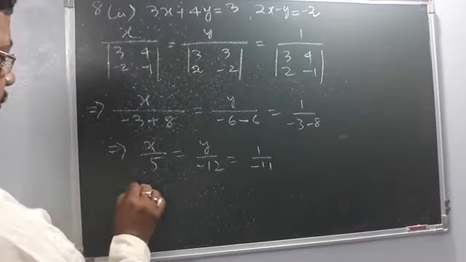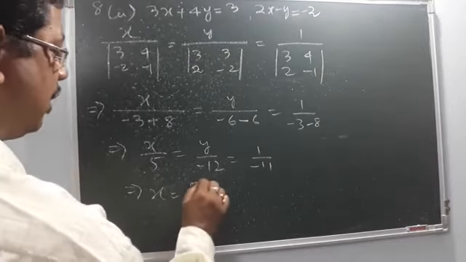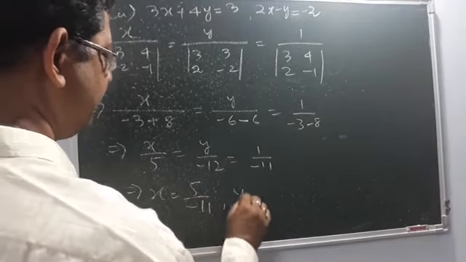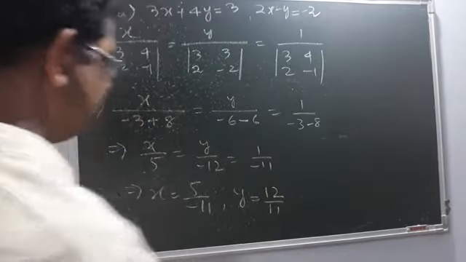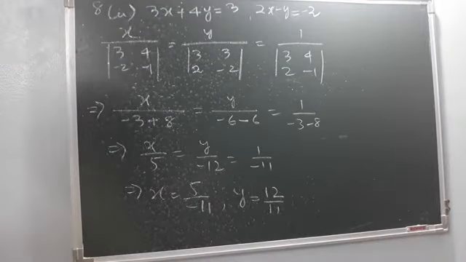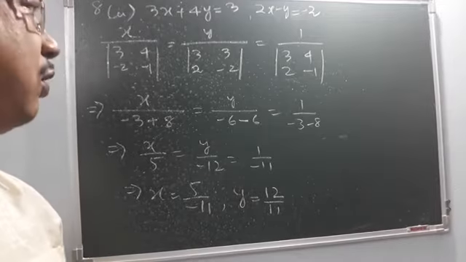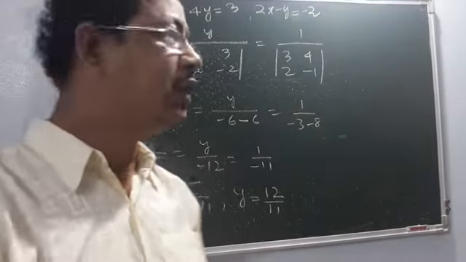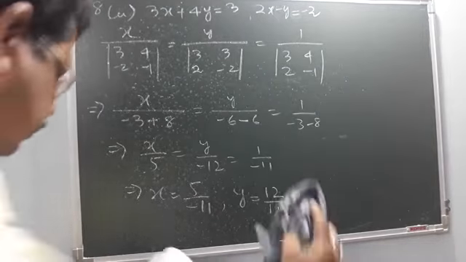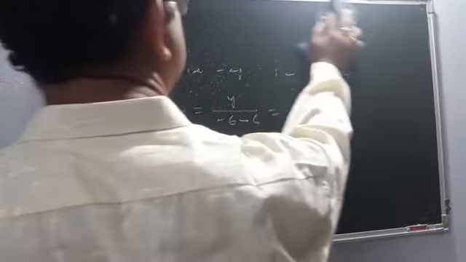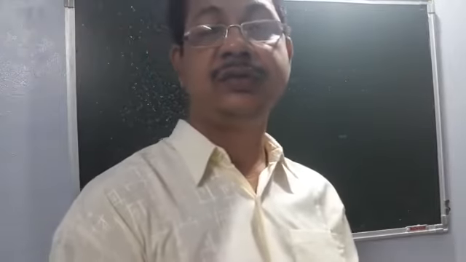Now if we hide this one, then x will be what? 5 by minus 11. y will be what? Minus 12 by minus 11, that is this. So this is your answer, and that is the process called Cramer's rule. So students, that's how you have to do it. Now I will do the next sum, that is 8.3 we are going to do. This is in the FA2 exam syllabus, so definitely you have to do this one.